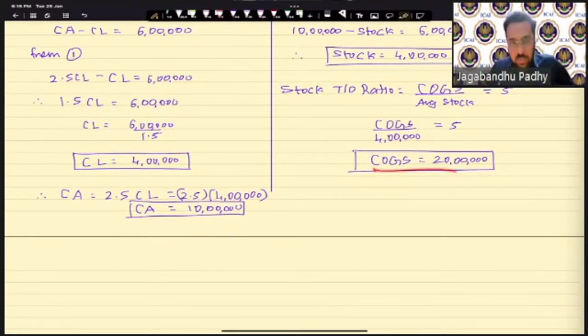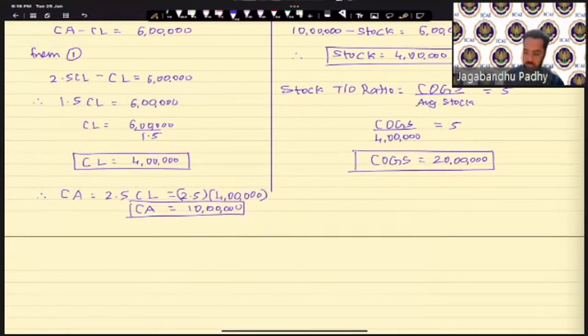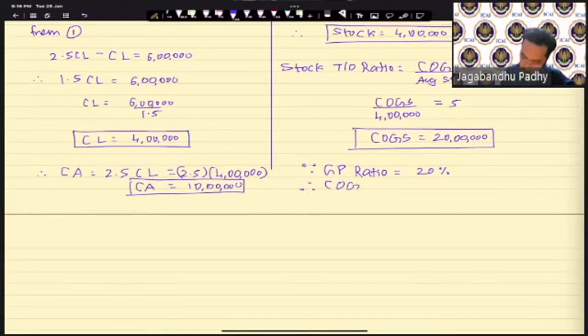Now if our COGS is 20 lakhs, remember they have given us the GP ratio to be 20%. So if GP ratio is 20%, can I say our COGS ratio will be 80%, because we have discussed in those ratios that these two ratios are complementary to each other.